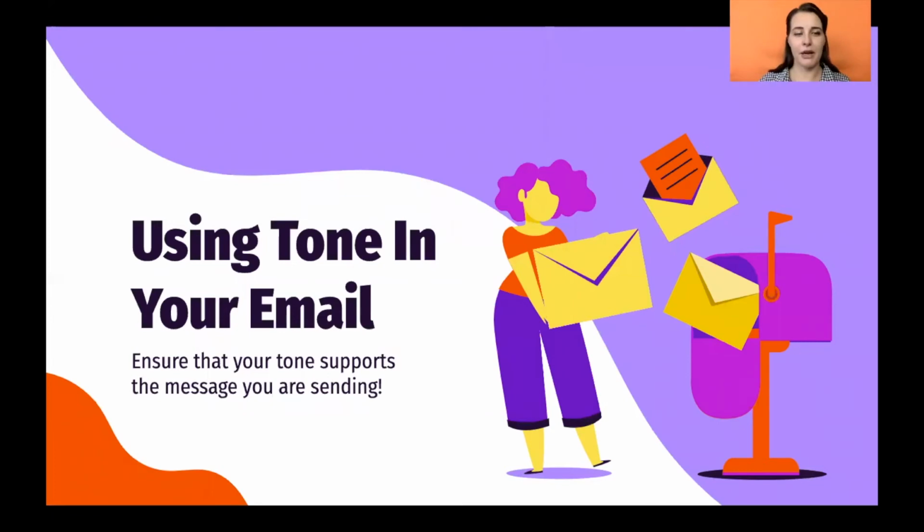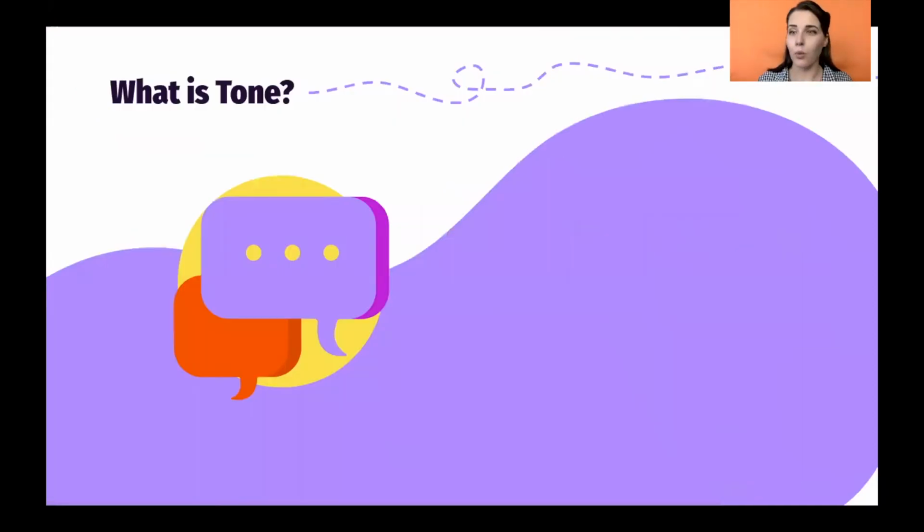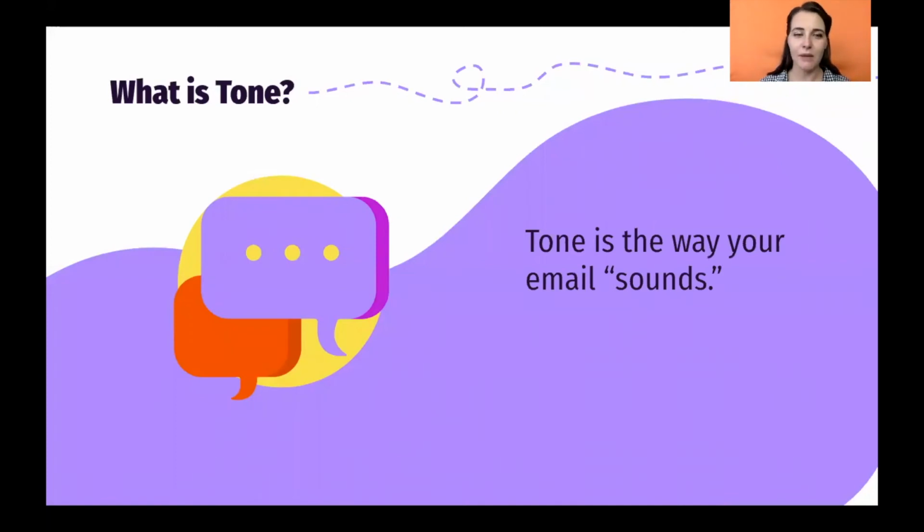So something I've been mentioning throughout this video lesson is this idea of casual and formal. And that's where this comes in, using tone in your email. So we want to make sure that your tone supports the message that you're trying to send. What's tone? You might have heard this word before in literary analysis, but we're using it in a slightly different way here, even though it refers to kind of the same thing. So it's the way that your email sounds.